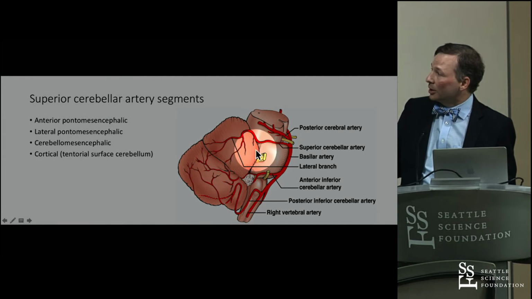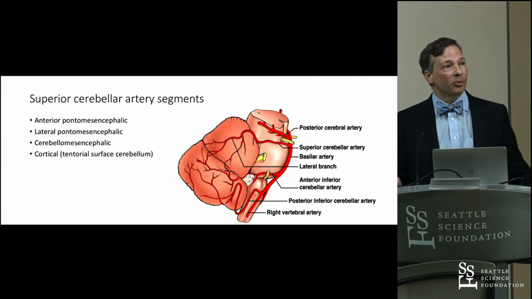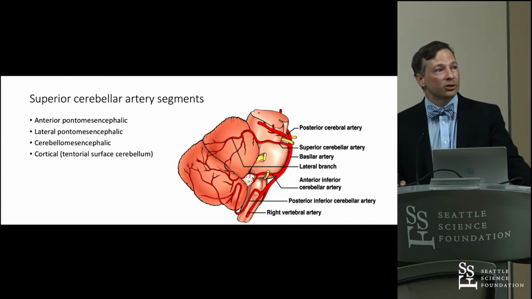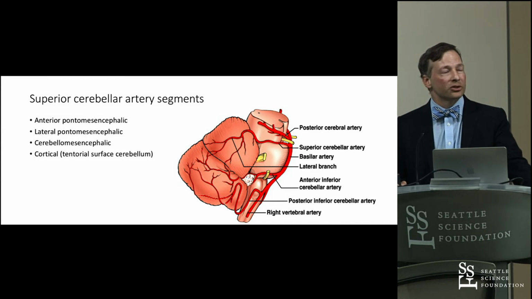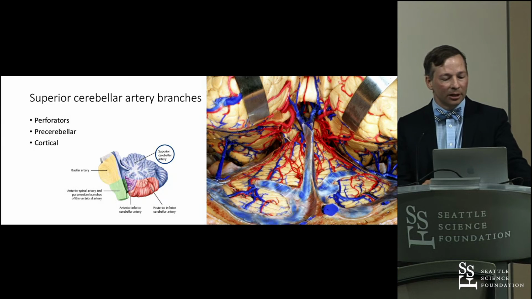So here, as we go back, a posterior or lateral pontomesencephalic, and then we move to our cerebellomesencephalic, and then our tentorial surface, which is where the superior cerebellar artery is going to supply the cortex of the cerebellum. And superior cerebellar is usually the dominant cerebellar artery for the cerebellum. We can see that from this lower image.